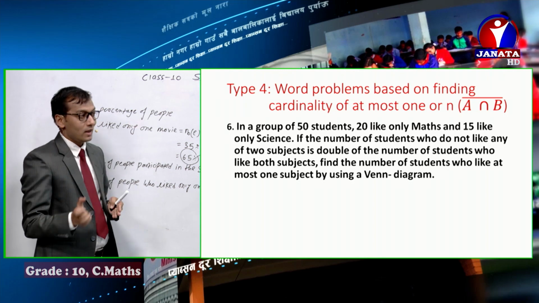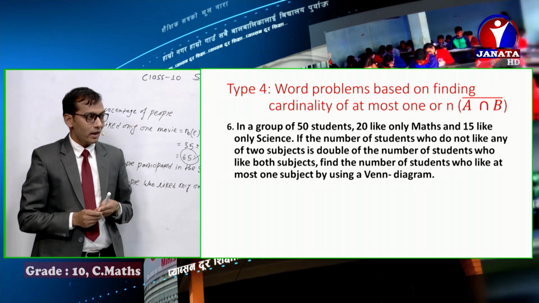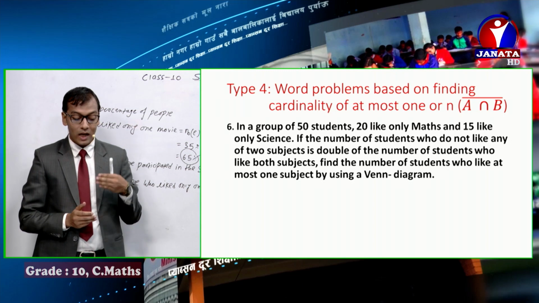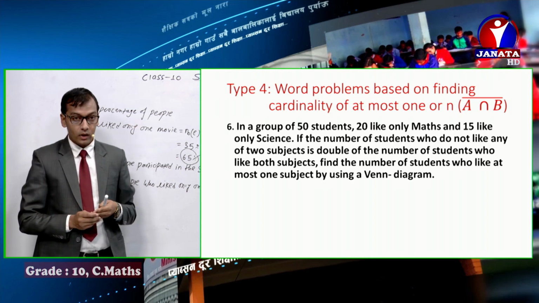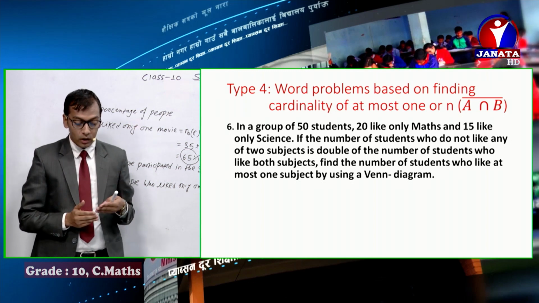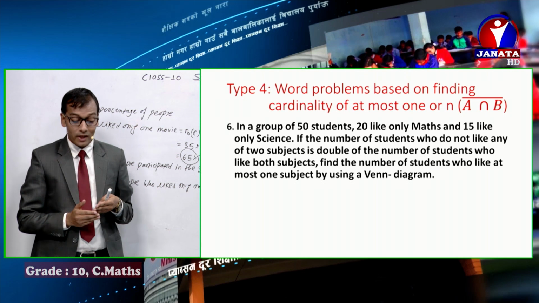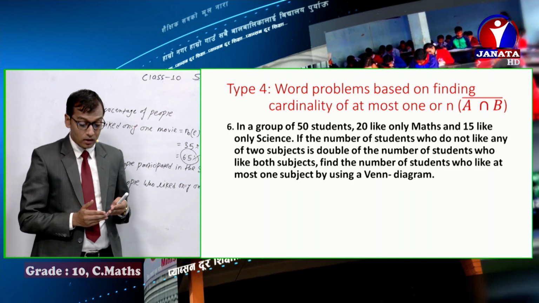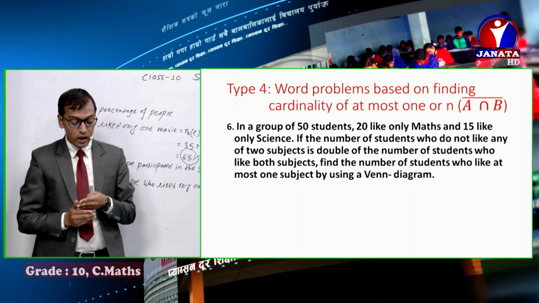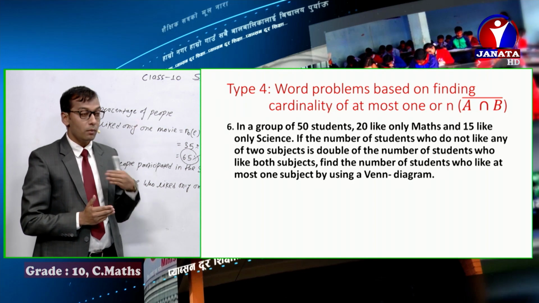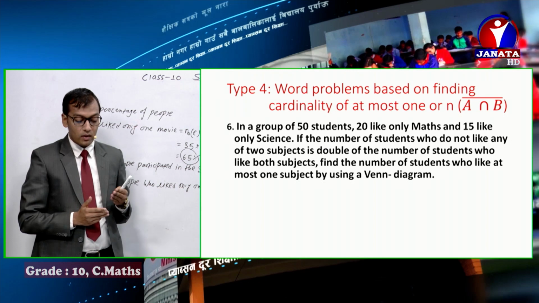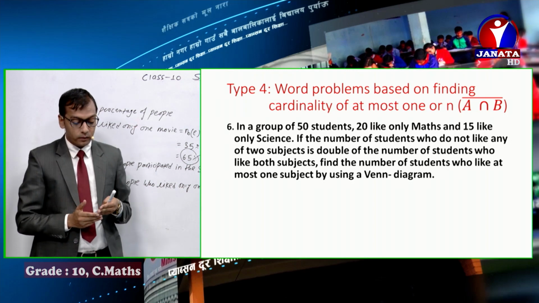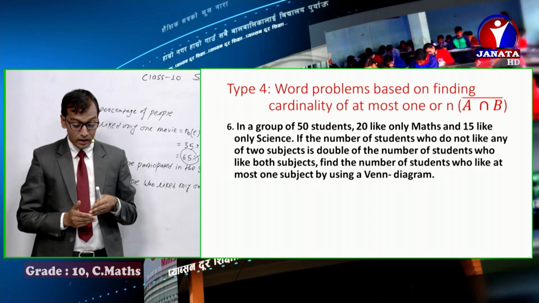So this second sentence is important and we have to translate this sentence into mathematical expression in terms of set notation. So if the number of students who do not like any of two subjects is double the number of students who like both, complement N of math union science complement is twice of math intersection science.